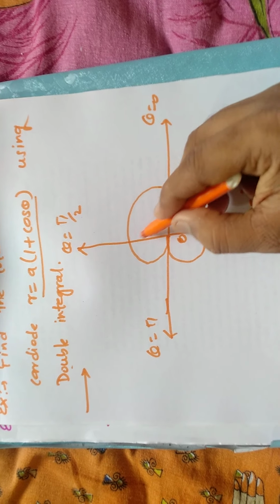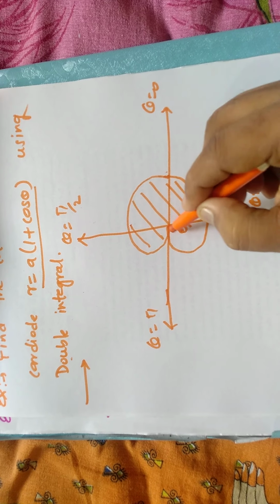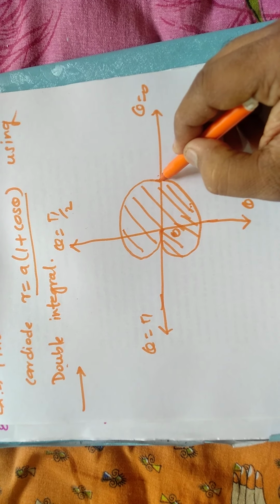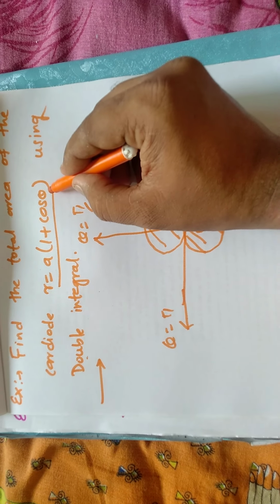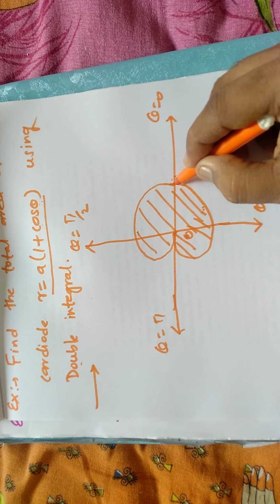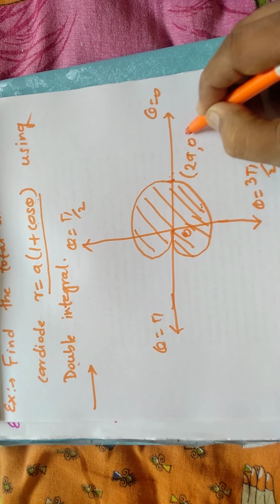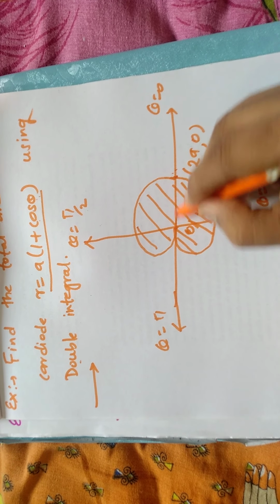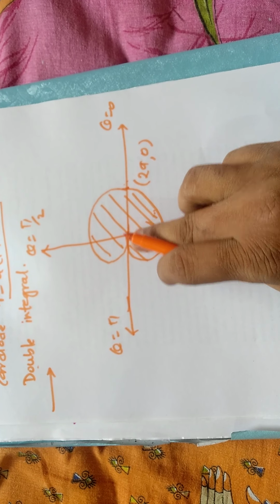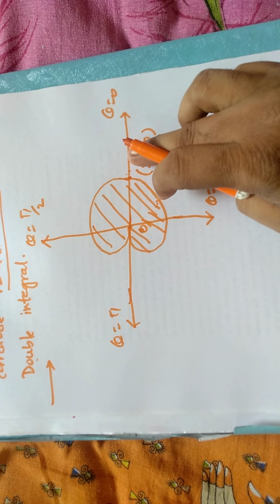Correct? And this is the area bounded by the cardioid. It is a closed curve. Complete area. Coordinate of this point: if you put theta equal to 0 here, cos 0 is 1, so r is equal to 2a. So the polar coordinates of this point are r is 2a, theta is 0. So here this distance is 2a from the pole. Correct?